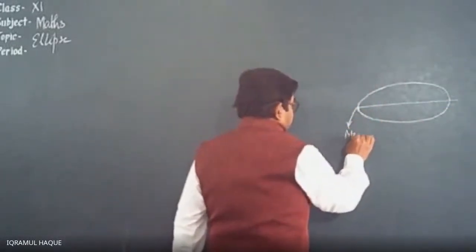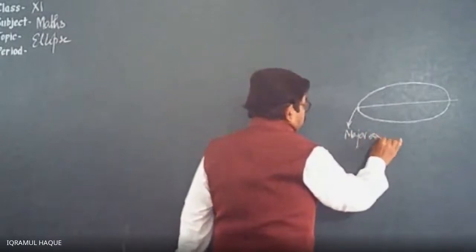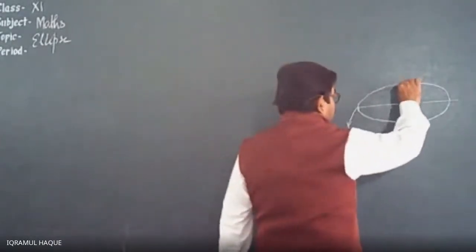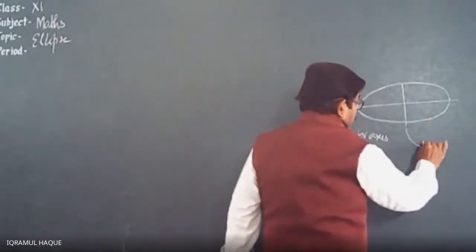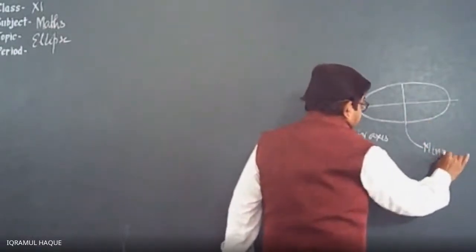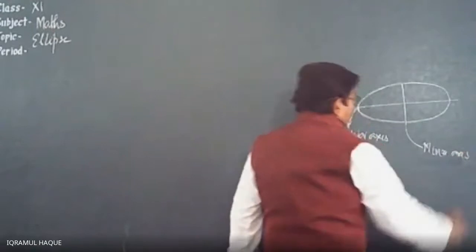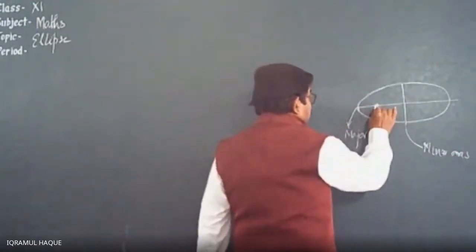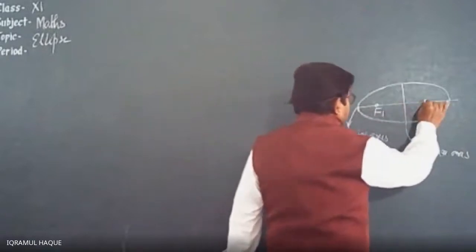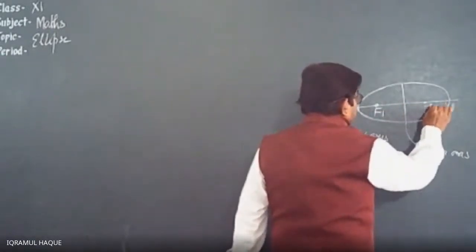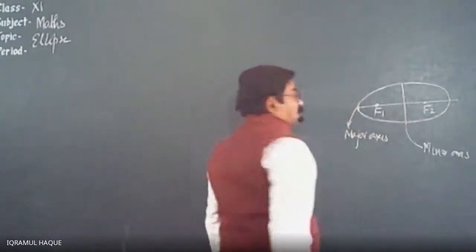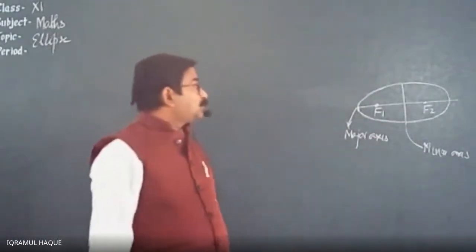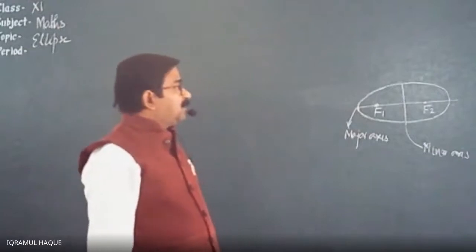Major axis. This one is minor axis. And this one, suppose F1 and F2. These are called foci, the plural of focus.